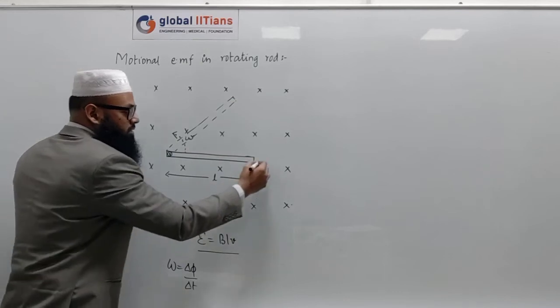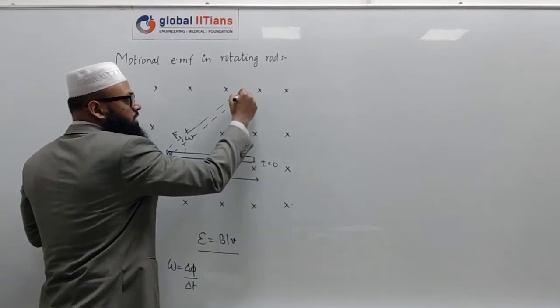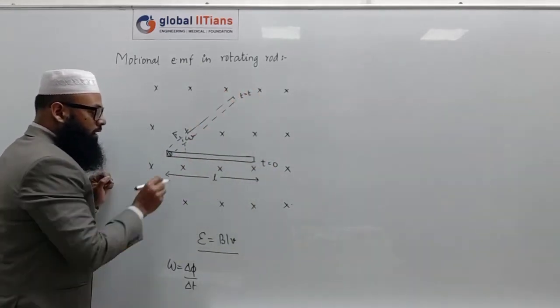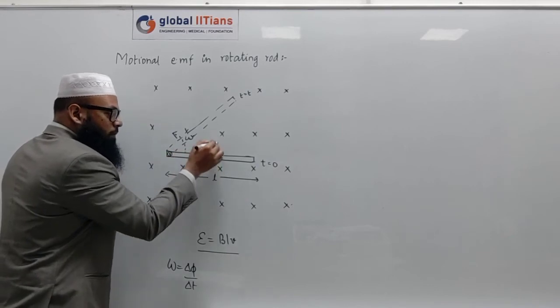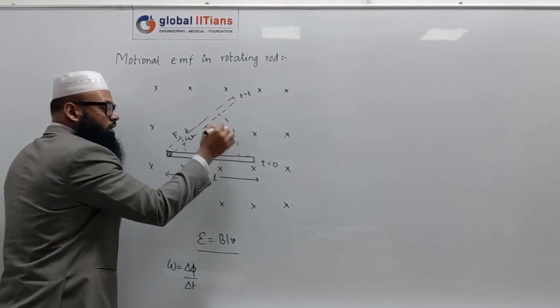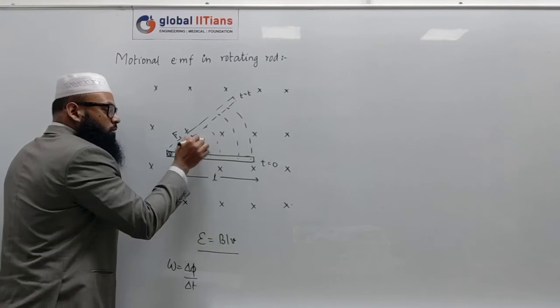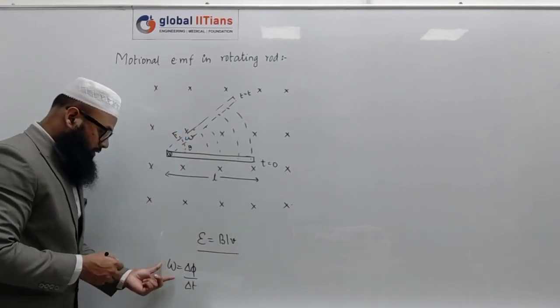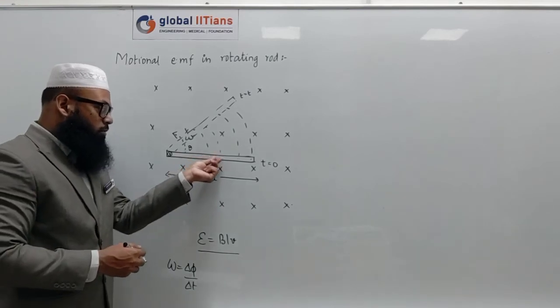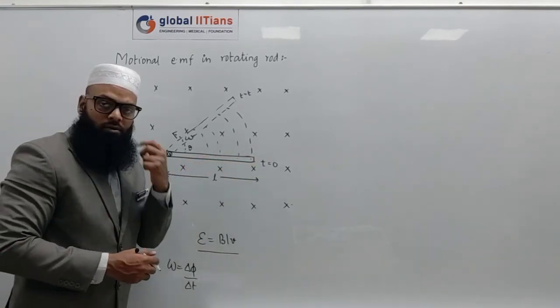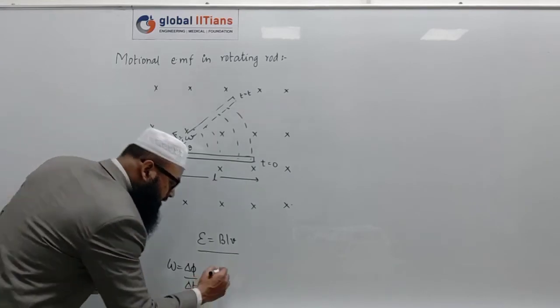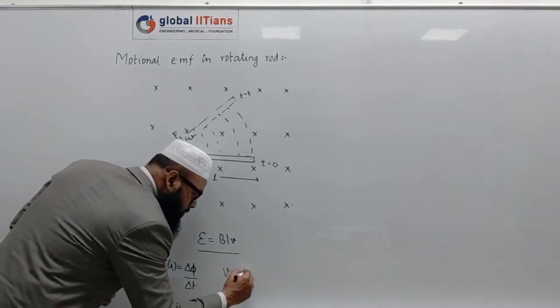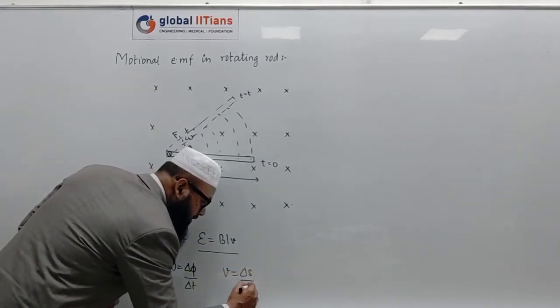Okay, after some time, let's say this is t equal to 0, and this is t equal to some time t. Now every particle has covered an equal angular displacement, which is equal to theta. So whatever the angular velocity of this particle is, that is the angular velocity of this particle. But if we consider the linear velocity, it's going to be change in displacement upon change in time.